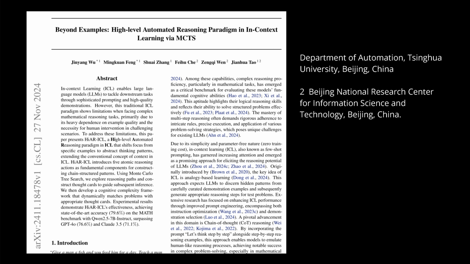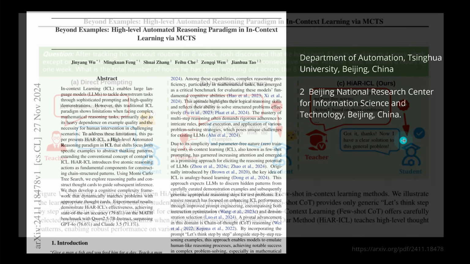This is the beautiful paper where, reading it, I got so many new ideas, and I dared to not go their approach of the introduction. Please read it. You will find a completely different approach to this paper here. This is from November 27, 2024. The title is Beyond Examples: High-Level Automated Reasoning Paradigms in Context Learning via Monte Carlo Tree Search. Those are the authors of this beautiful paper. They are from the Department of Automation, Tsinghua University in Beijing, and the Beijing National Research Center for Information Science and Technology. Great paper. Let's have a look at how they approach this.